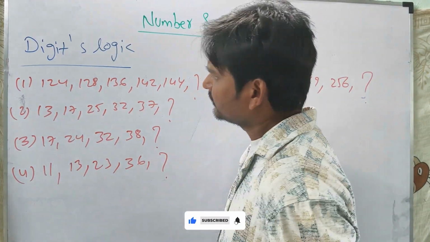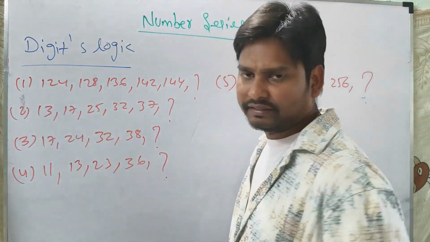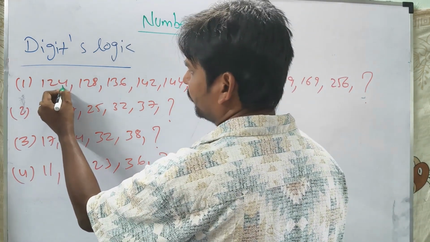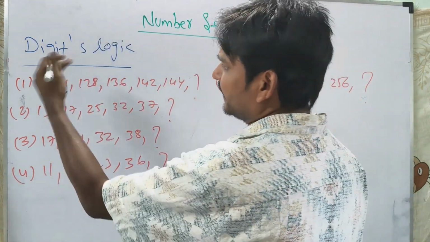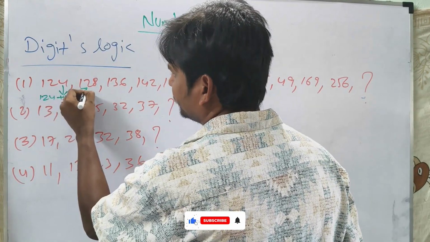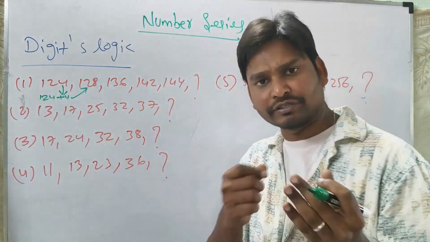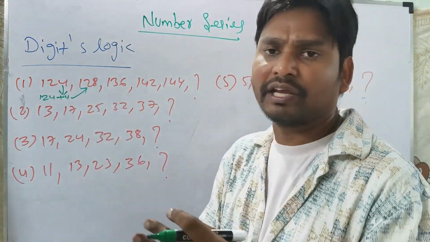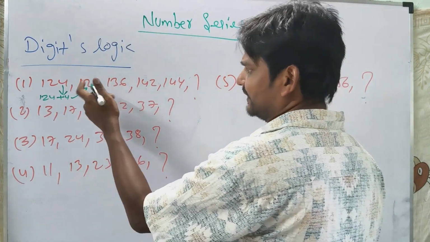Now see here, in this number, this is a 3-digit number, and the last digit of that number is what? 4, correct? Take that digit and add it to the entire number. Now the result is 124 plus 4, it gives 128. Understand? For the first term, take the last digit of that number and add it to the same number. Then you will get the next term.